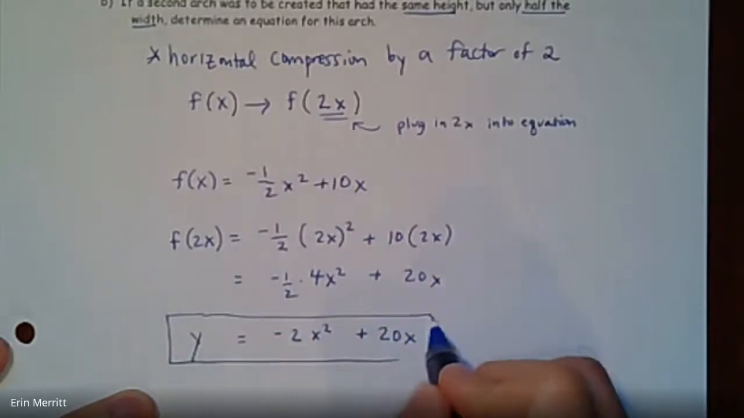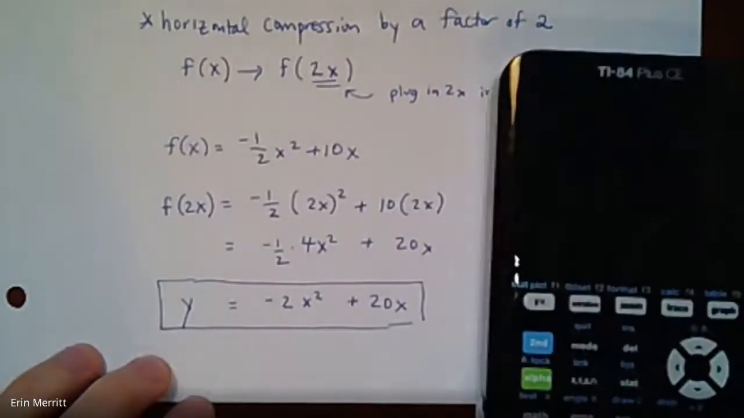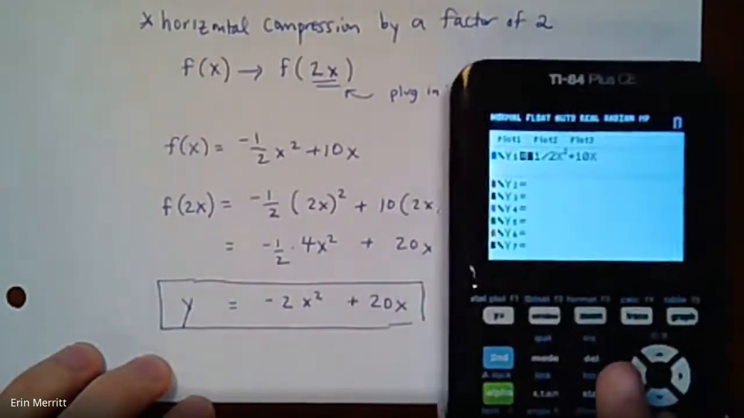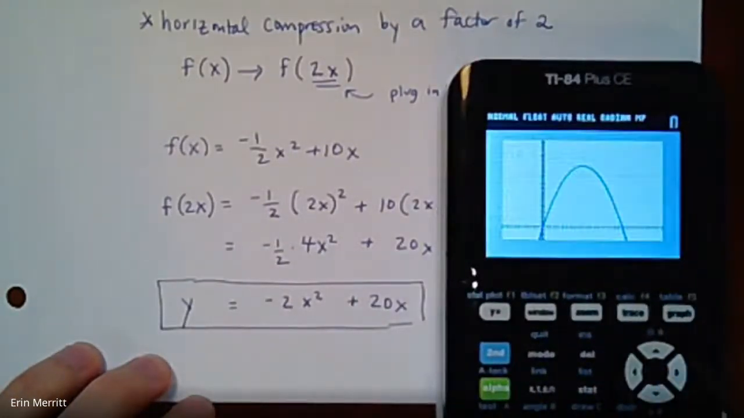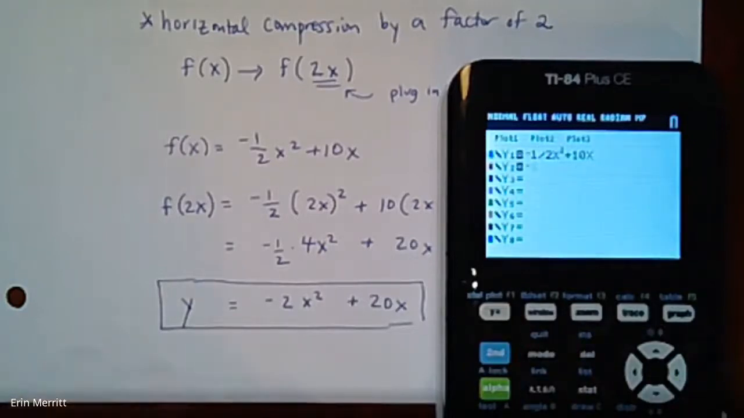And now we didn't say g of x, f of x, whatever to call it. So I'm just going to make it y. All right. This should be the equation of the arch that would be half the width. So let's test it out. On your calculator right now, you should have the original equation. So when you have the graph, you can see it. Don't delete it. Go down to y2 and let's put in our new equation. So we came up with negative 2x squared plus 20x.